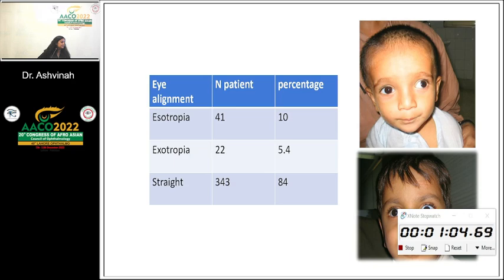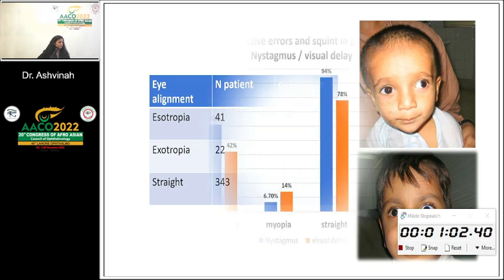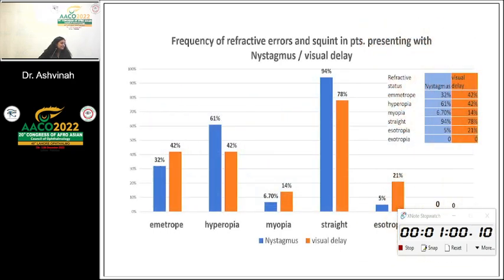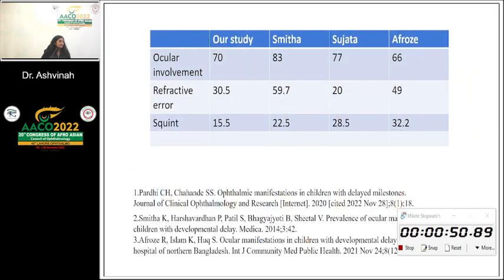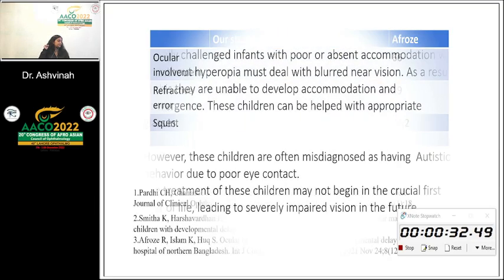In squint, exotropia was the commonest. And if we compare nystagmus with visual delay, hyperopia was the commonest ocular problem in both of these. Comparing these with other studies, ocular involvement was seen in 70%, and it was similar to other findings, which had 83% and 77%. Refractive error was the commonest in ours as well as the other studies, followed by squint. In our study, exotropia was the commonest.